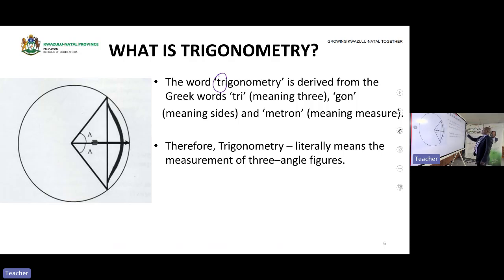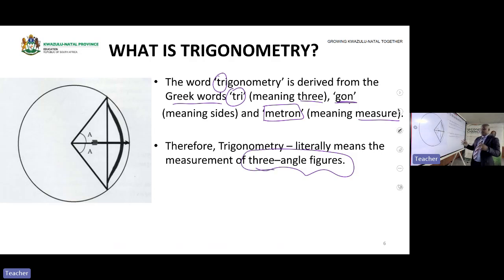Actually, trigonometry is derived from what? Greek words, whereby tri, as we all know, means what? 3. What's 3 they're referring to? Gono means sides of an object or a diagram, whereby metron means the measurement. So what then does it mean? Basically, trigonometry is the study of the measurement of the 3-sided figure. That is trigonometry for us.